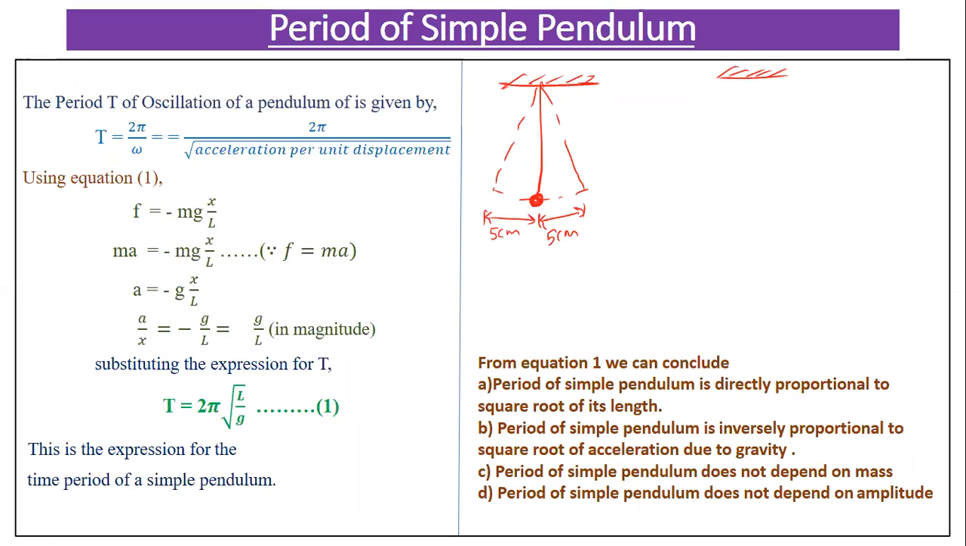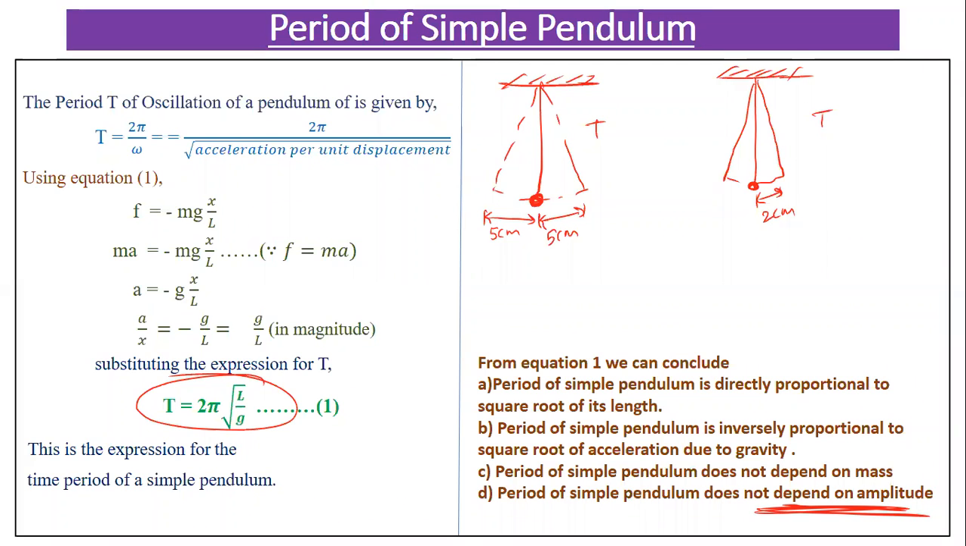The same simple pendulum, you know that after some time the amplitude goes on decreasing. The same bob is not going to 5 centimeters, it may go up to 2 centimeters. Let me consider it goes up to 2 centimeters. Then also the period is the same. If in this case the period is T, in the second case the period is also T if the length is the same. If the length is the same and g, the acceleration due to gravity at that place, is the same, then the period is the same. Meaning period does not depend on the amplitude. So this is the conclusion of this formula.